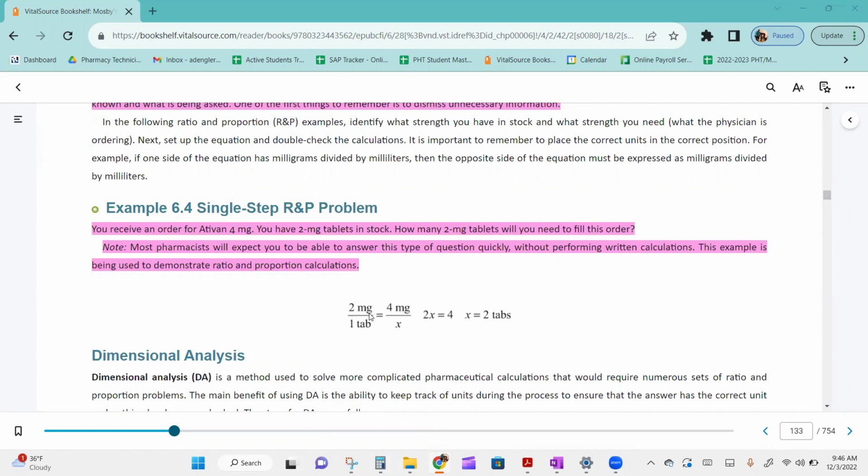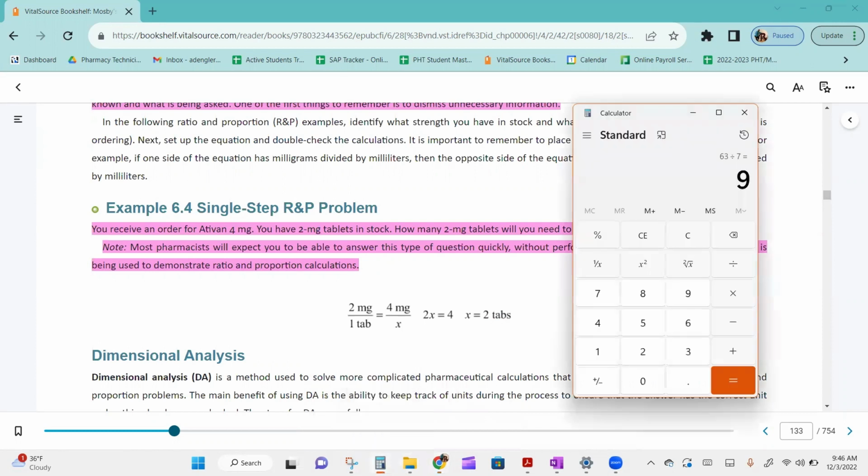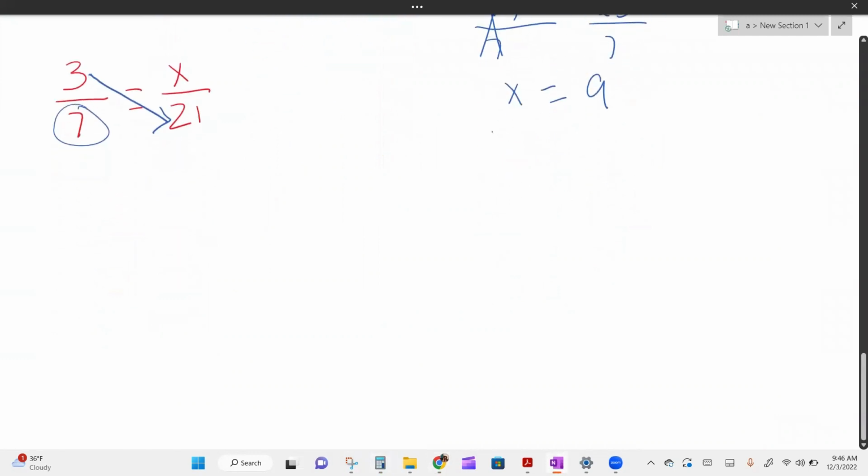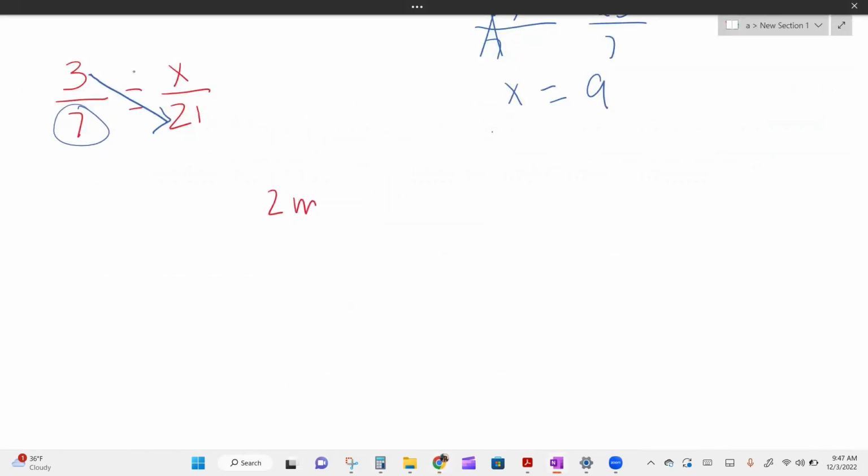So they have 2 milligram over 1 tab equals 4 milligram over X. So with proportions, when it comes to units, you're going to make sure that they are always the same rate directly across from each other. So they did 2 milligrams as 1 tab. If I wanted to write the 1 tab on top and then 2 milligram on bottom, that would be totally fine. I would get the right answer as long as I made sure I matched up the units across.